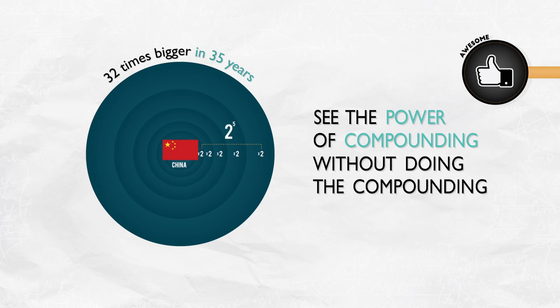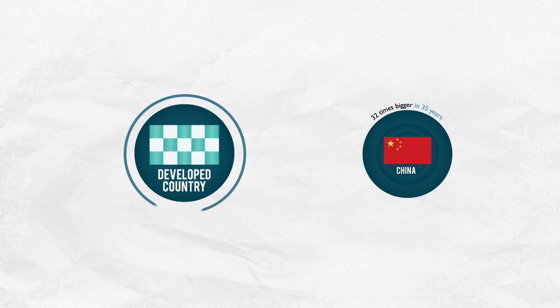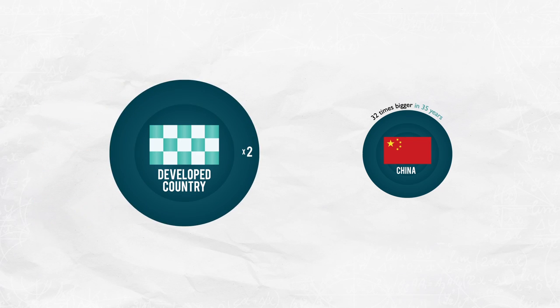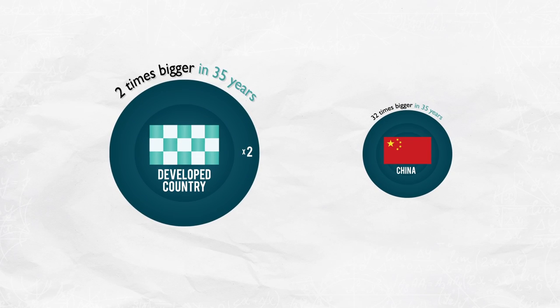Now, with the rule of 70, we can quickly compare China's growth rate to most developed countries that typically see only a 2% growth rate, which means only 2 times bigger in 35 years. A dramatic difference from being 32 times bigger.